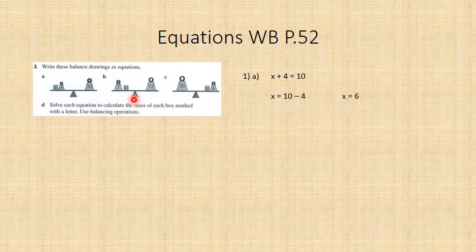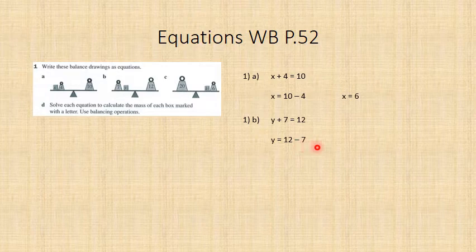In question B, I have to write down the equation first. So I have 7 plus y equals 12. So this is the equation. Using inverse operation and balance, it's going to be 12 minus 7 equals y. Y equals 12 minus 7. 12 minus 7 equals 5, so y equals 5.